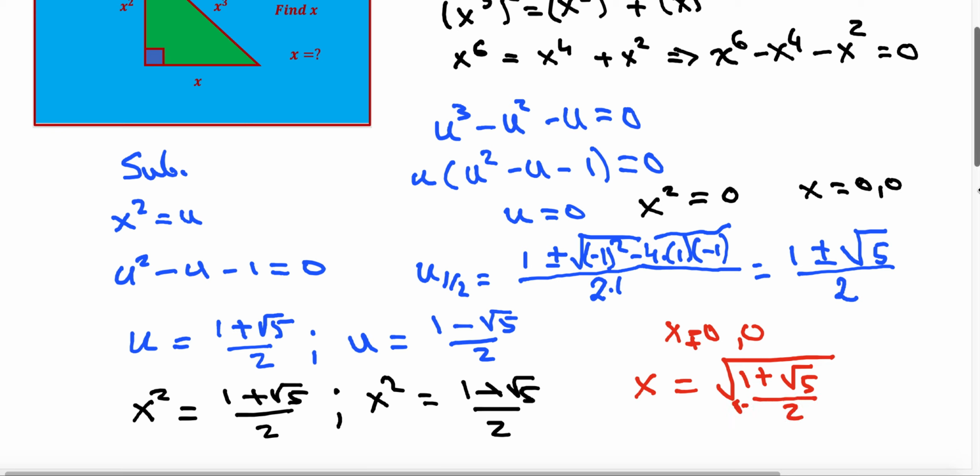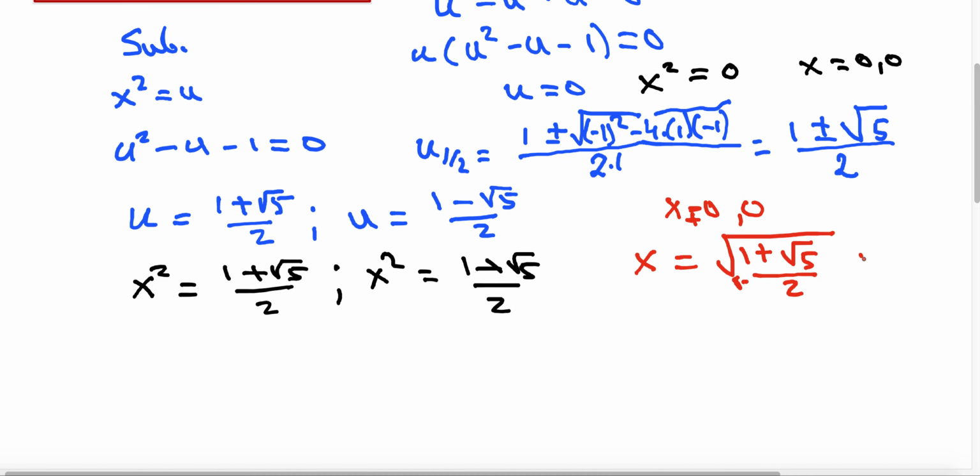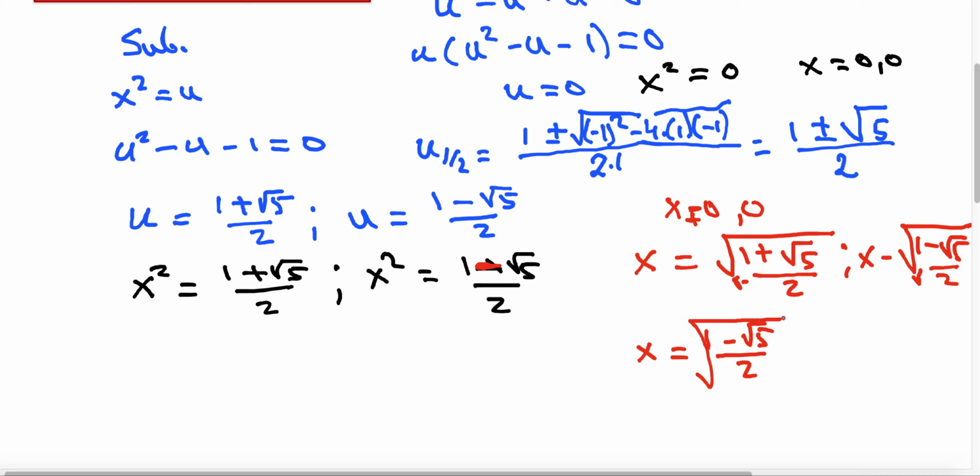Let me make a little bit of space. And x is going to be equal to minus the square root of 1 plus square root of 5 divided by 2. In the other side, we are taking the square root of this equation here: we have the square root of 1 minus square root of 5 divided by 2, with everything under the square root. And the other x is equal to minus the square root of 1 minus square root of 5 divided by 2.